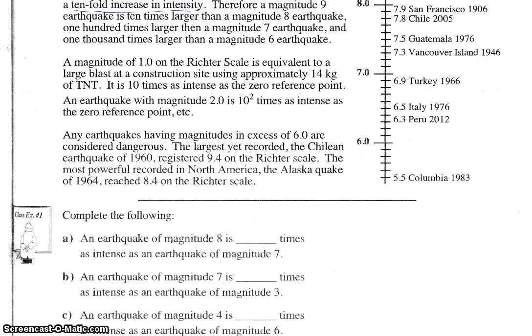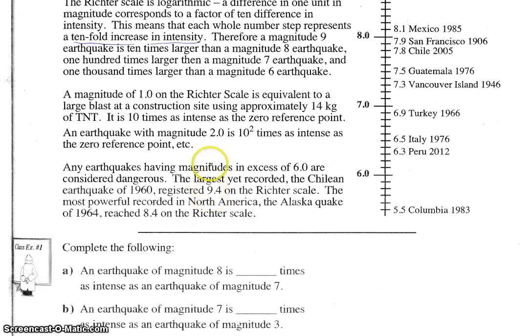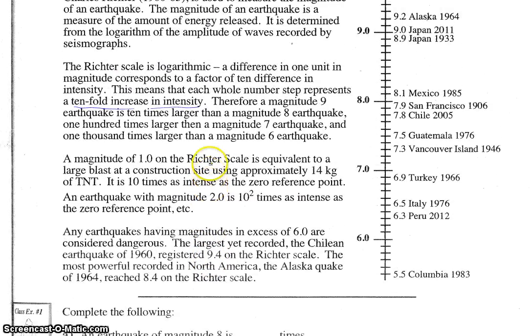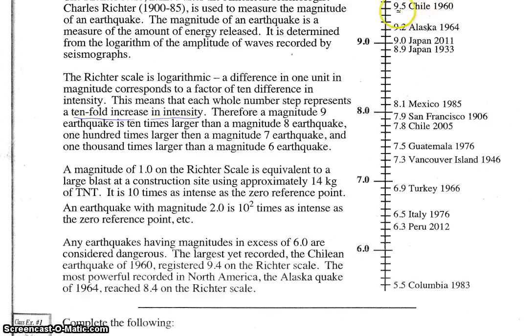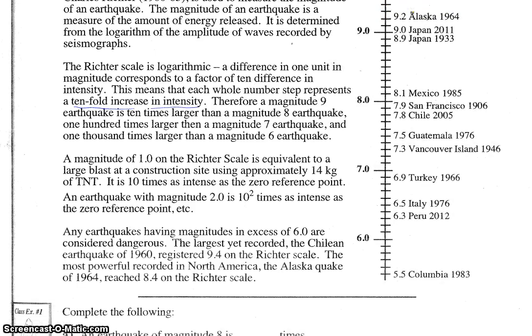The largest yet recorded is the Chilean earthquake of 1960. It registered 9.4 on the Richter scale. Wow, that's pretty big. Yep, and they've got that one up here. Oh, they've got 9.5 here, so maybe they meant 9.5. And in North America, the largest earthquake recorded is one in Alaska in 1964, measured 8.4.